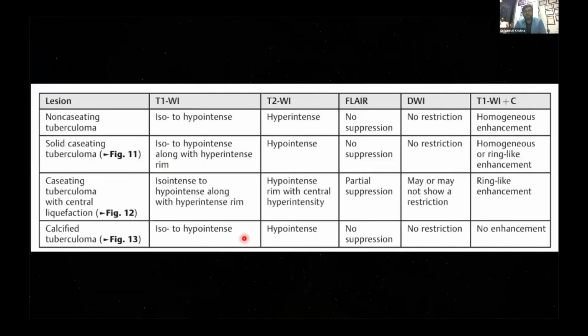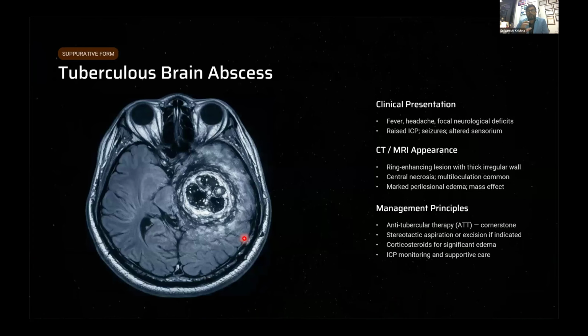As we already discussed, based on the caseating or non-caseating tuberculoma, the T1, T2 weighted images change. Then when this tuberculoma persists for a longer time, it turns into a brain abscess in the parenchyma. How do they present? Again, they present with fever, headache, focal neurological deficits, and in the later stages, they have raised ICP, seizures, and altered sensorium.